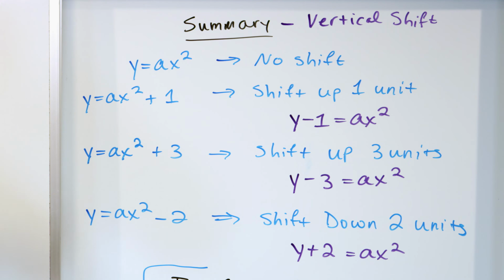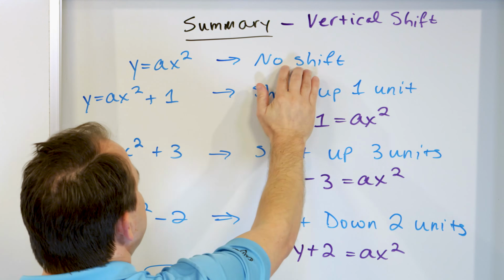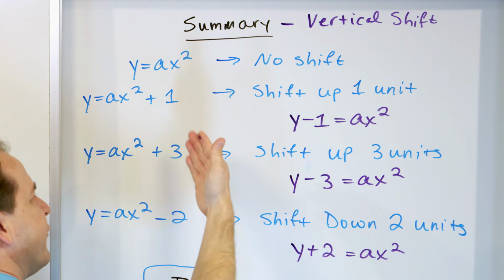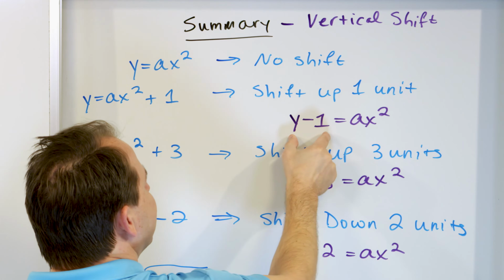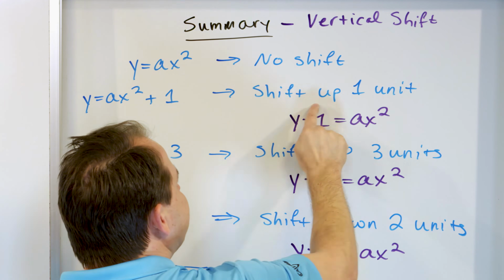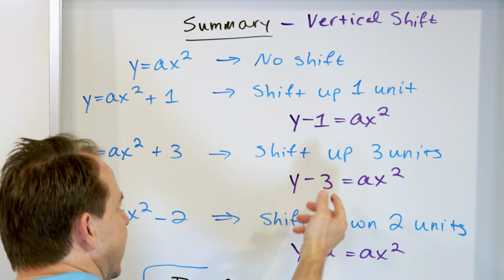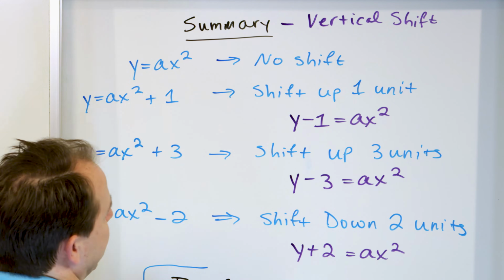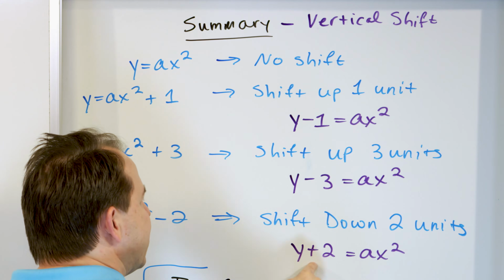This was a summary of a vertical shift. So here's your basic parabola, no shift, when it's just ax squared. When you add a 1 to the side, another way of thinking about it is pulling that 1 over next to the y, and that is shifting up 1 unit. Similarly, shifting down 1 unit would look like y plus 1 equals ax squared. And so shifting down is when you have an opposite sign.